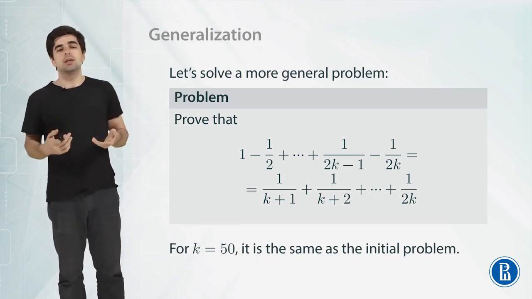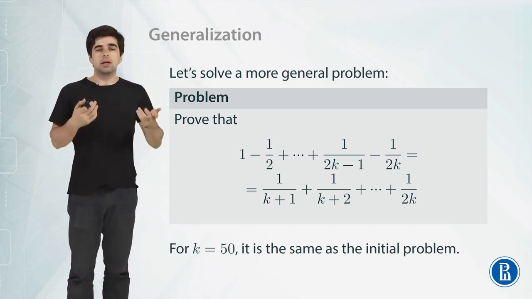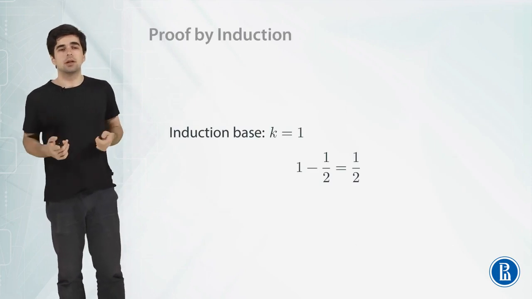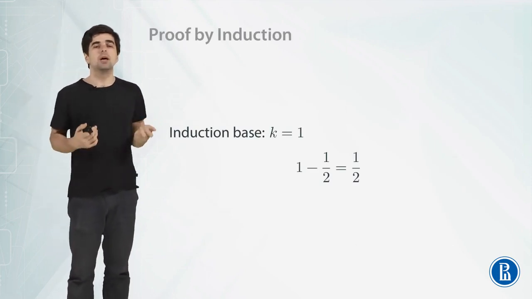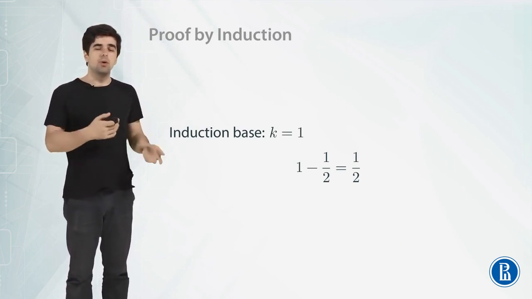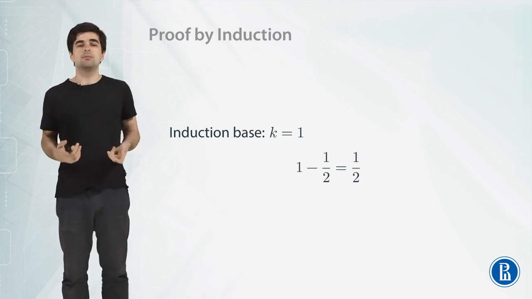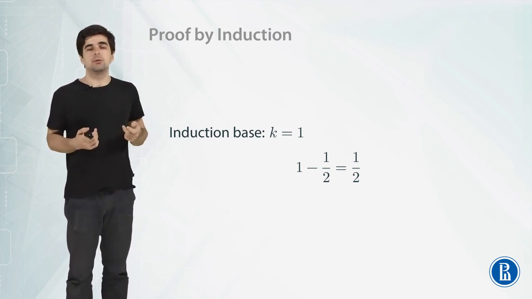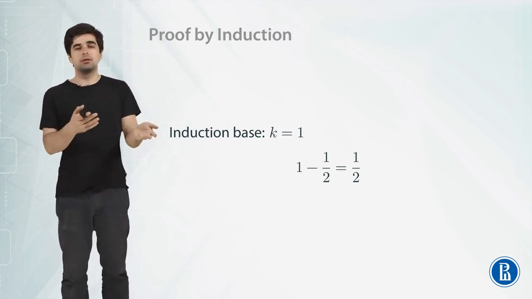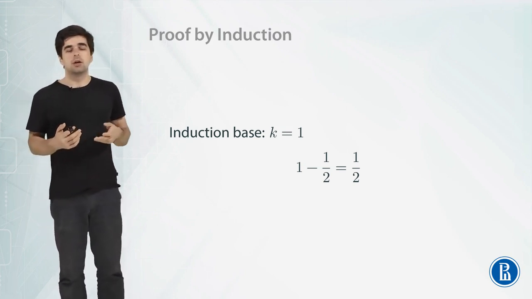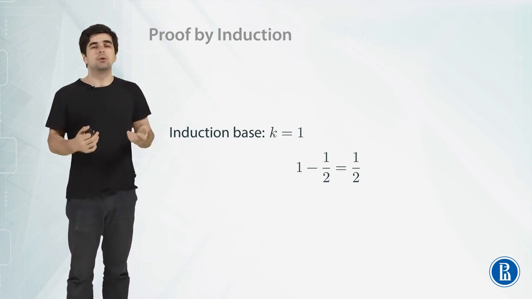And now that we see it as a more general problem, we can actually prove it for any k using mathematical induction. And to do that, we will first prove the induction base for k equal 1. For k equal 1, the alternating sum on the left has exactly two summands, 1 minus 1 over 2. And the right part just has one summand, 1 over k plus 1, where k is equal to 1, so it is 1 over 2. And we see that the alternating sum is equal to the right part. So we proved the induction base for k equal to 1.